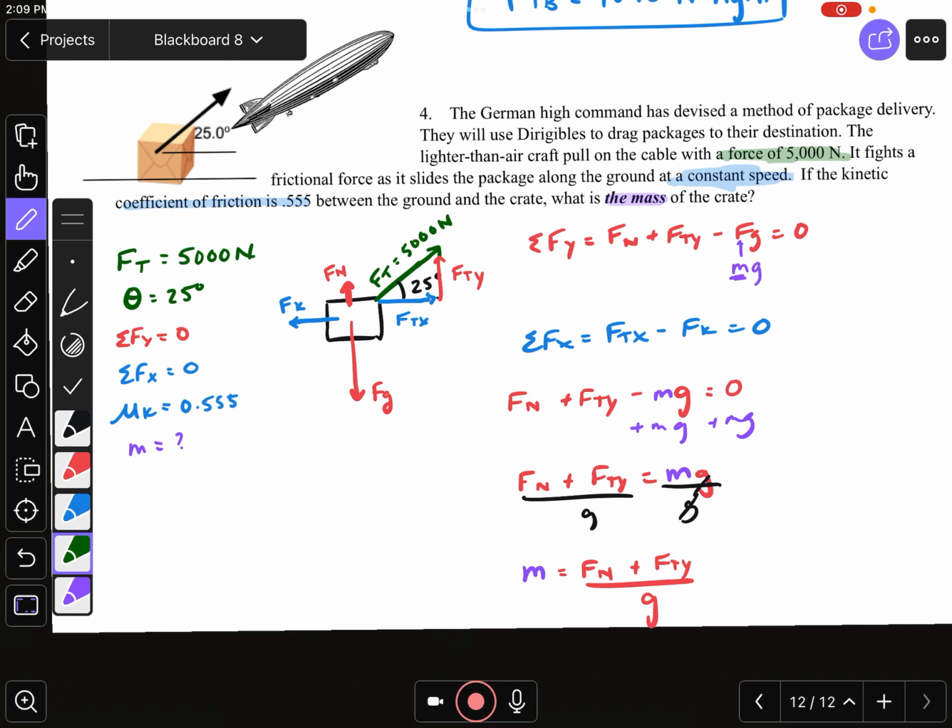Now, luckily for me, I know what g is. g is 9.81, but that's where I stopped knowing things. I do not know what Fty is, and I do not know what Fn is. So I'm going to see if I can go find those from other equations.